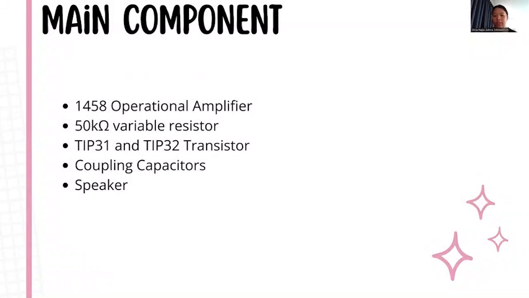And for the output section, we use the TIP31 and TIP32 transistors in a push-pull configuration. So the TIP31 is an NPN transistor, and the TIP32 is a PNP transistor. These transistors are responsible for amplifying the positive and negative half of the audio signal. We also use coupling capacitors to block DC voltage while allowing the AC audio signal to pass through safely. And finally, the speaker converts the amplified electrical signal into sound output.